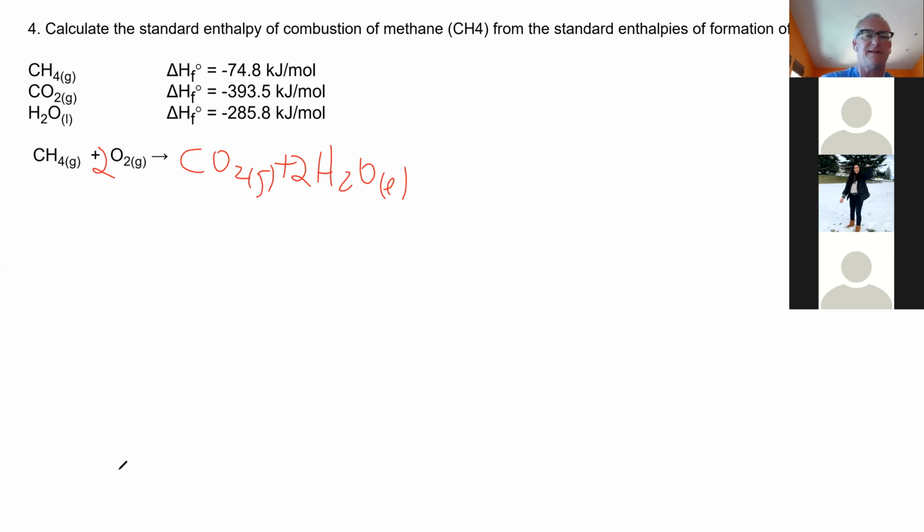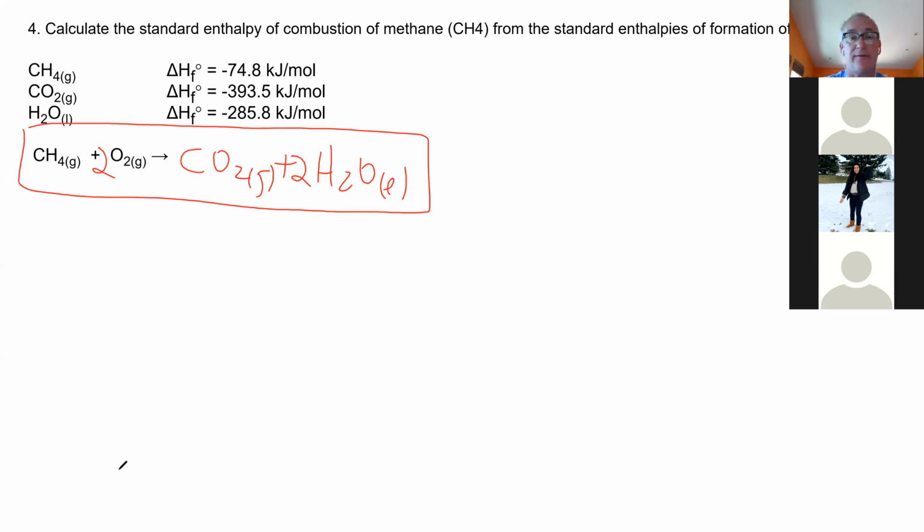So this is the reaction. This is our target reaction. This is what we want to figure out. What's the heat associated with that one? So we've got 3 other reactions up there that we can use. Like I said, there's 2 ways to solve this.